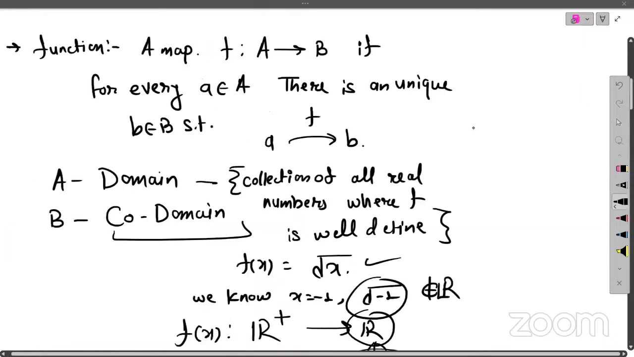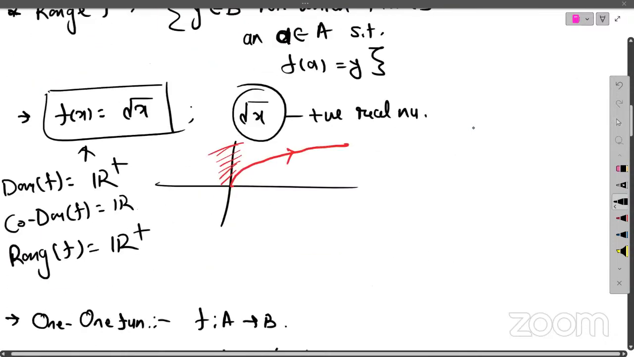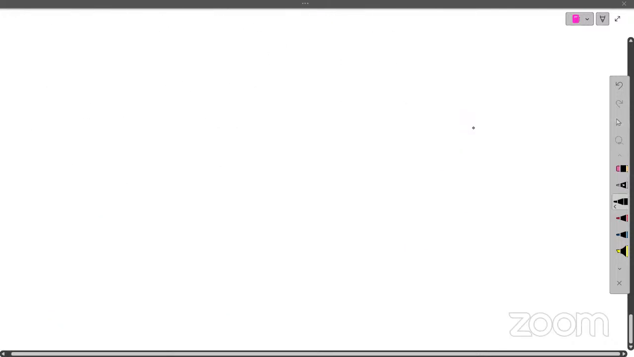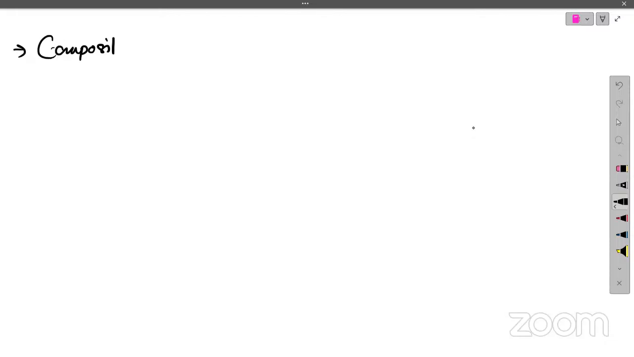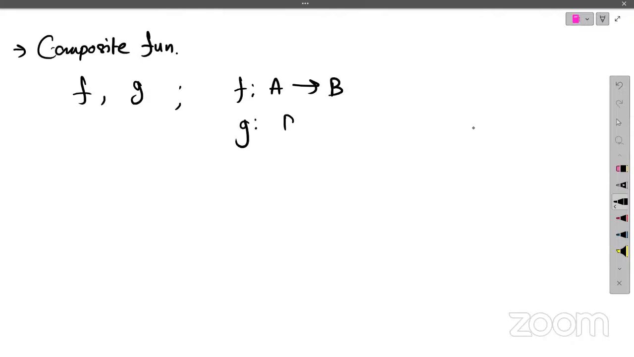So now let's go to the next topic. We have covered this so far. So let's go to the composite function. So what is a composite function? Composite function means if we have two functions and we want to apply these two functions in a sequential manner. So suppose we have two functions f and g. Let's be precise with the domain and codomain. Suppose f is a function from A to B and g is a function from B to C. Then we can define g composition f of x.